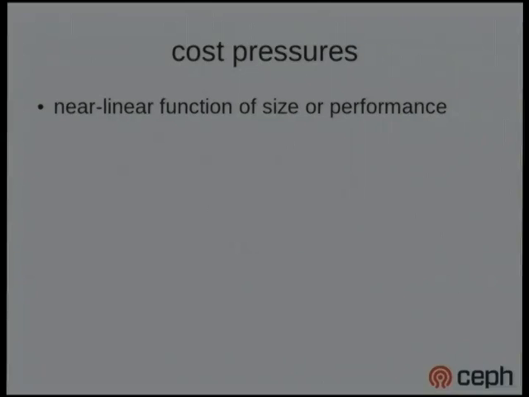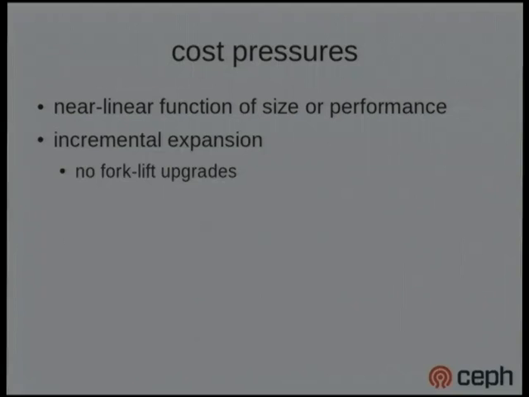You also have, of course, cost pressures. You want your system, as it scales out, to be ideally a near linear function of price, size and performance. So if you're twice as big, you're spending twice as much money and not 4 times as much money, so you can actually make a real business out of it.